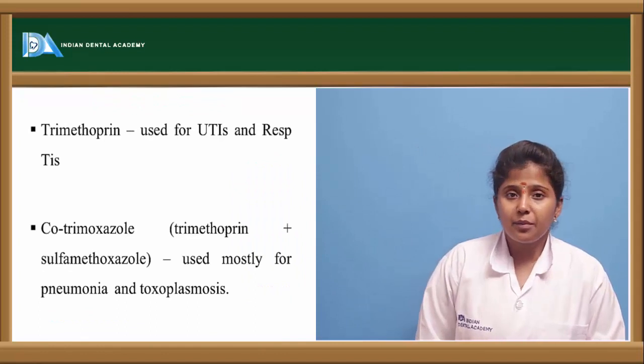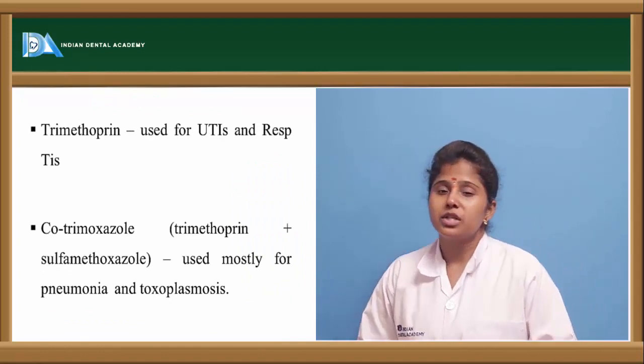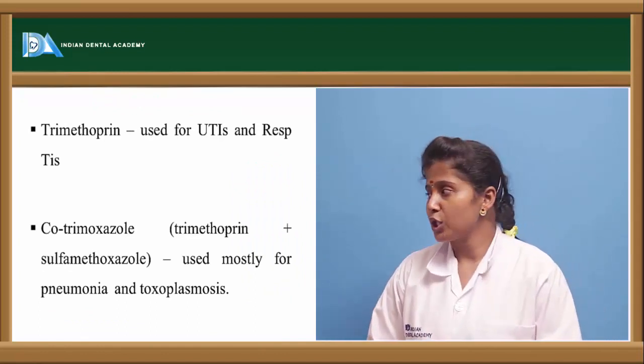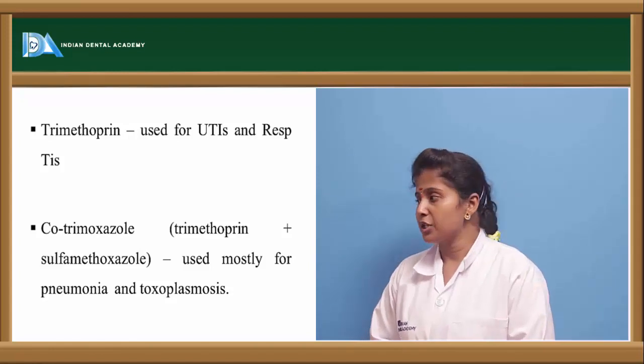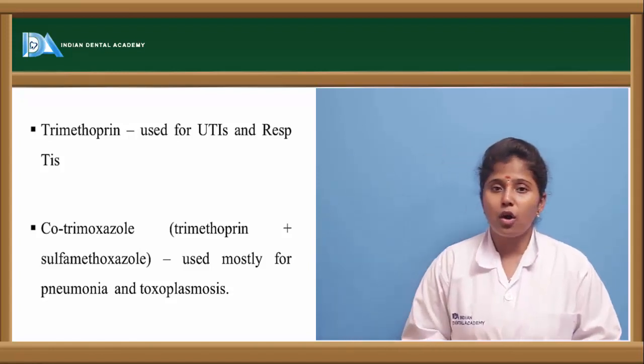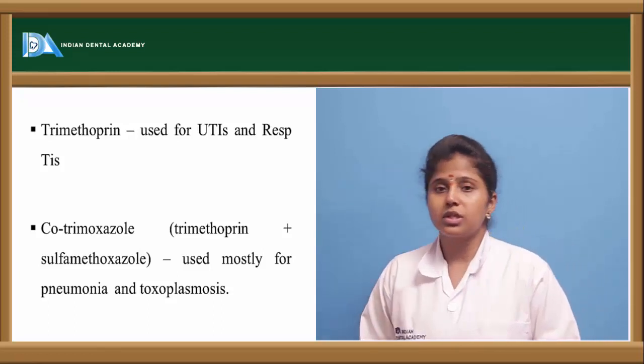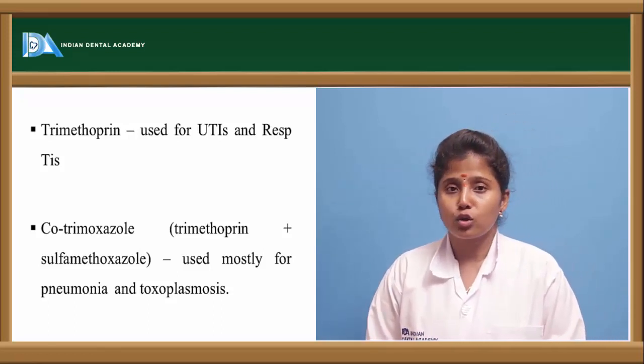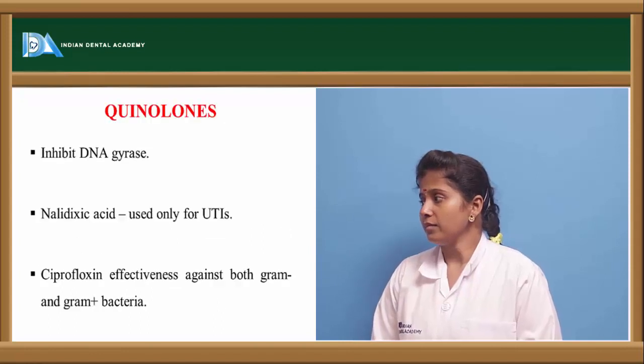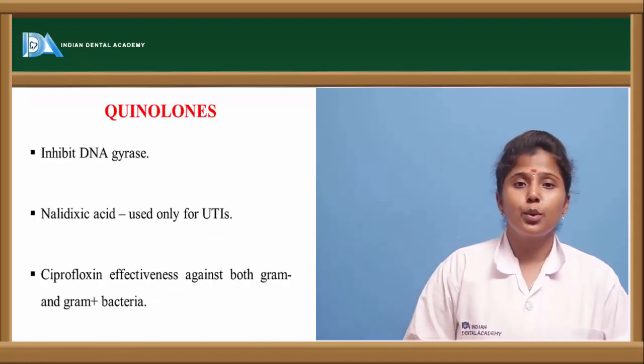The other drug is trimethoprim. Trimethoprim is used against various UTI infections and respiratory infections, and co-trimoxazole, which is a combination of trimethoprim and sulfamethoxazole, is used against pneumonia and toxoplasmosis.